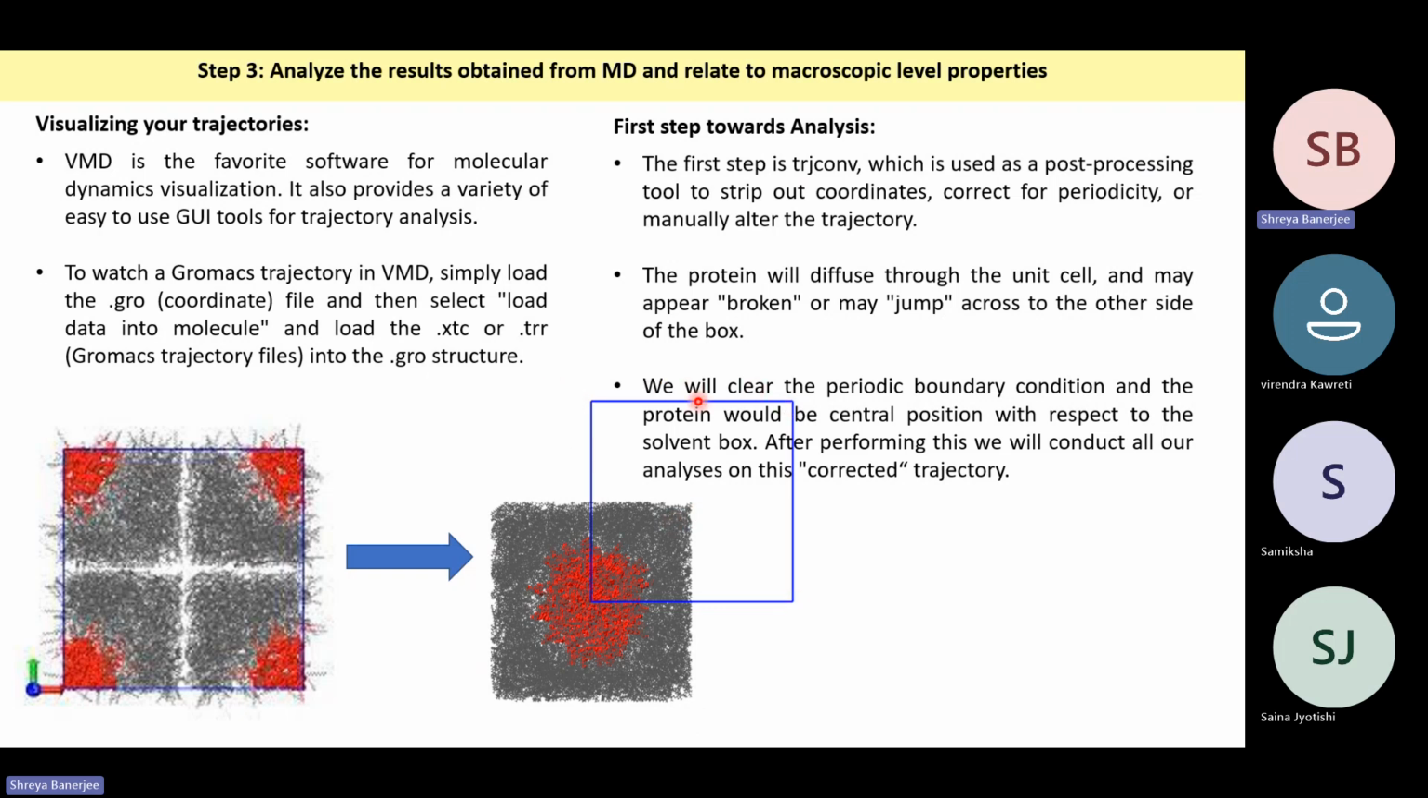So this blue box will come around the protein properly, and that is done by a post-processing command called trjconv. Basically, the protein can diffuse through the unit cell and may appear broken. So this looks like the protein is broken up into 4 parts. That can be corrected using this command. It is basically a post-processing tool to better our visualization of the protein.